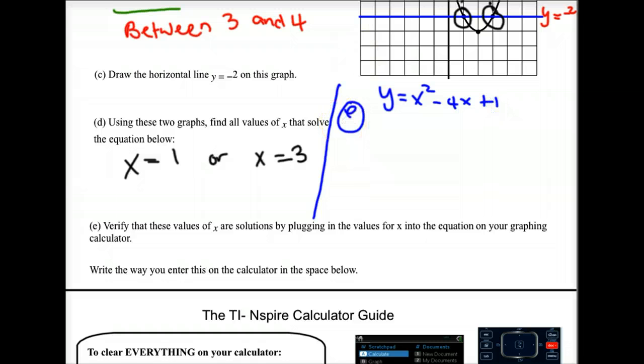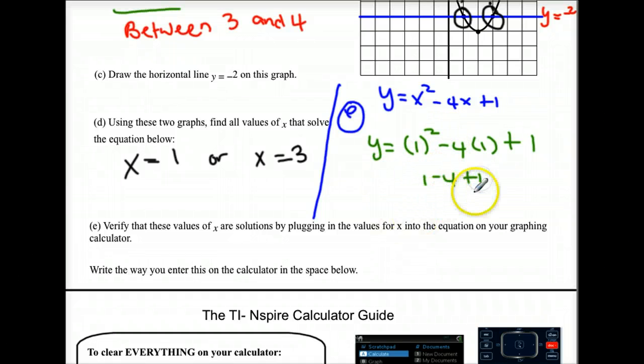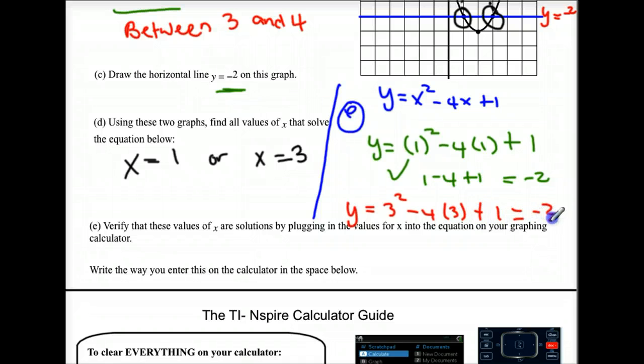So I want to plug in these values. The first one I'm going to plug in is 1. So what's the value of y when I plug in 1? 1 squared minus 4 times 1 plus 1. This is 1 minus 4 plus 1. This is going to give me negative 2, which matches the line that I drew. So this one is right. Check. If I was to plug in 3, y equals 3 squared minus 4 times 3 plus 1. This will also give me negative 2. And again, double check these on your calculator.